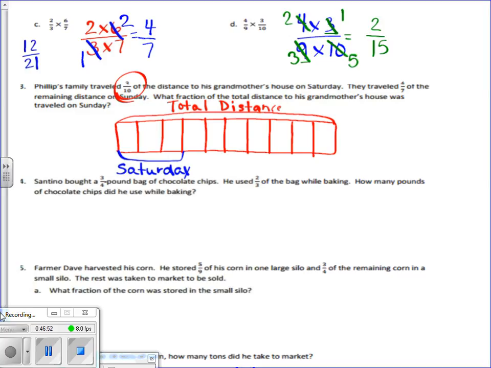Okay, so it says they traveled 4/7 of the remaining distance on Sunday. Now, why is it that they're saying 4/7? Because they already did 3, and 10 minus 3 is 7. There are only 7 pieces left. So 4/7 of the remaining distance on Sunday. So 1, 2, 3, 4 Sunday.